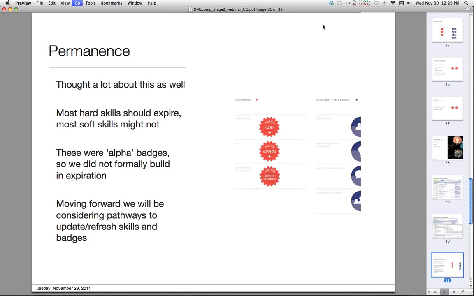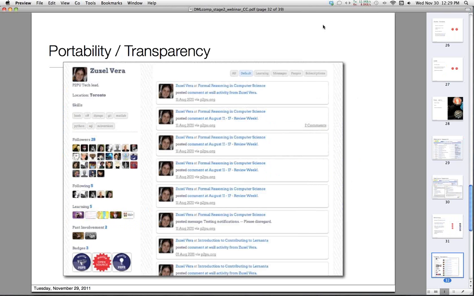Portability and transparency: that's the idea of making sure that the badges can move across the web, and also the transparency of whether you can ping back and find that there's content behind each one of those badges. Obviously for the School of Webcraft, yes, you could do that.